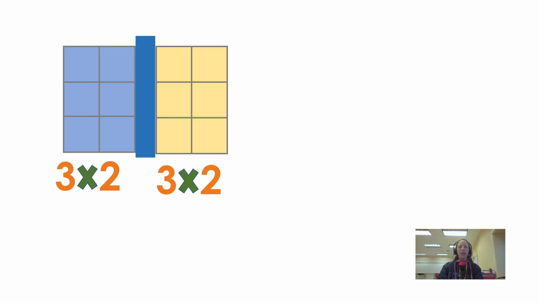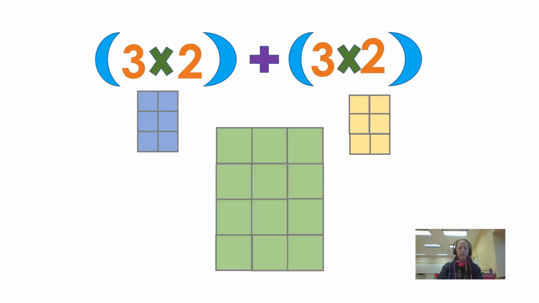I have just taken my 4 columns and split the 4 columns into 2 arrays. Each array still has 3 rows. When I put parentheses around the multiplication sentence representing the 2 new arrays, it is how the distributive property is written out. When solving this number sentence, start by multiplying the numbers inside the parentheses first.